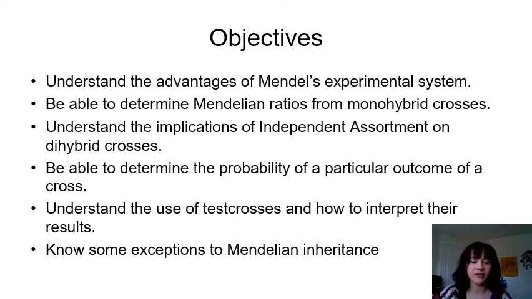Fourth, you should be able to predict the probability of a certain outcome. So we'll do a little bit of math. And then to understand what a test cross is and how you can use that to find out the genotype of an individual. Lastly, we're going to talk about some exceptions to Mendelian inheritance. He discovered a whole lot, but not everything.